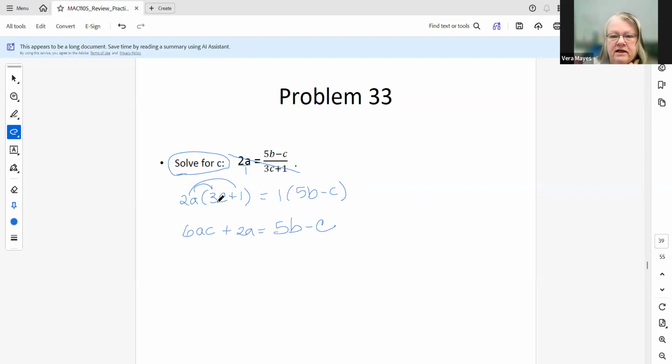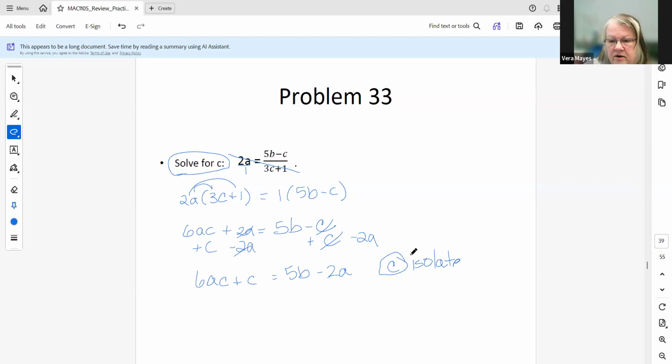Well, I see a C on the left and I see a C on the right. So I'm going to bring this guy over to join his buddy. I look at this 2a. He does not have a C, so I'm going to bring him to the other side. So it gives me 6ac plus 1c is 5b minus 2a. Remember, we're trying to get the c by itself. We're trying to isolate it, if you want to think about what we're trying to do.